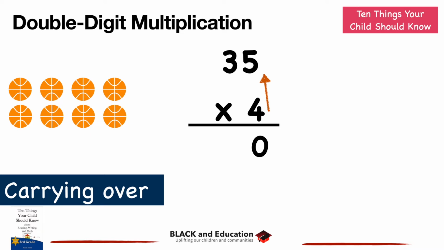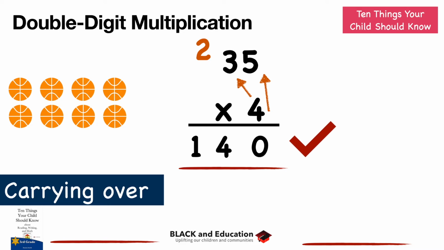When I do 4 times 5, I'm going to have 0 ones, and I'm going to have 2 tens that I carry over. I'm carrying over 2 tens. And then I'm going to multiply 4 times 3. And that's going to be 12, plus the 2 tens I already have. I'm going to have 14 tens essentially. So the answer is going to be 140. That's going to be the answer to this problem.